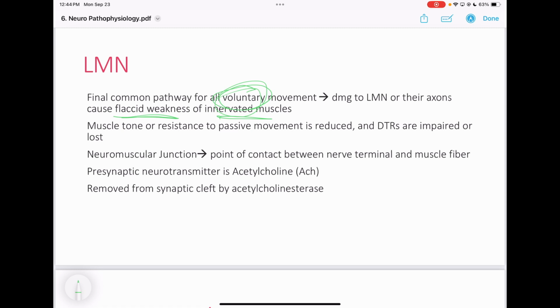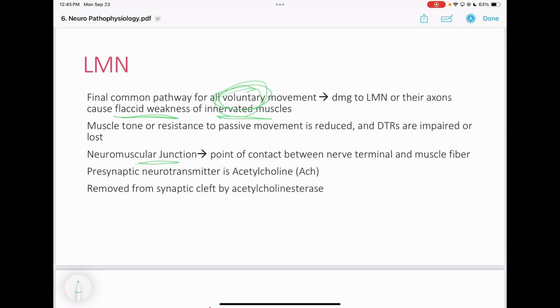Muscle tone, or resistance to passive movement, is reduced. DTRs are impaired or lost because that little neural pathway is broken now. That lower motor neuron is damaged. Muscle tone is reduced and DTRs are impaired.